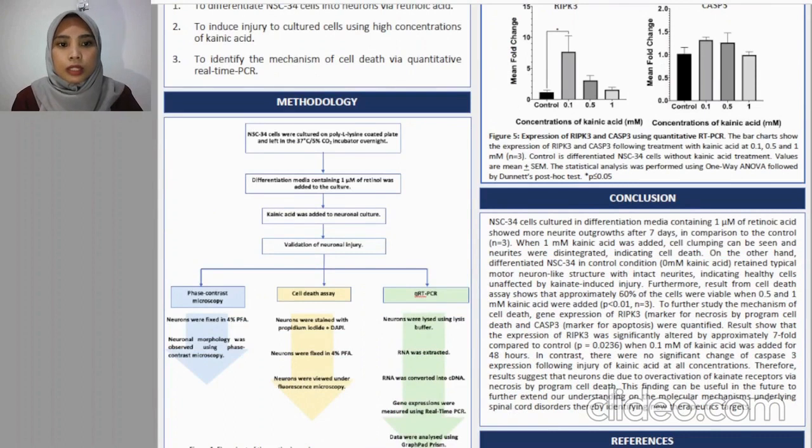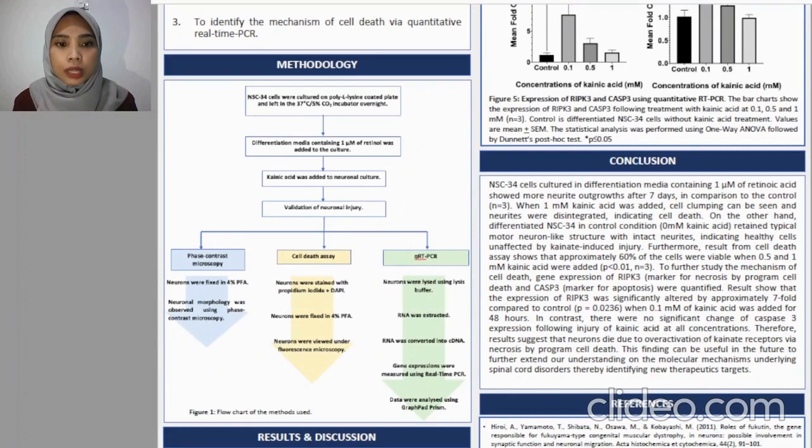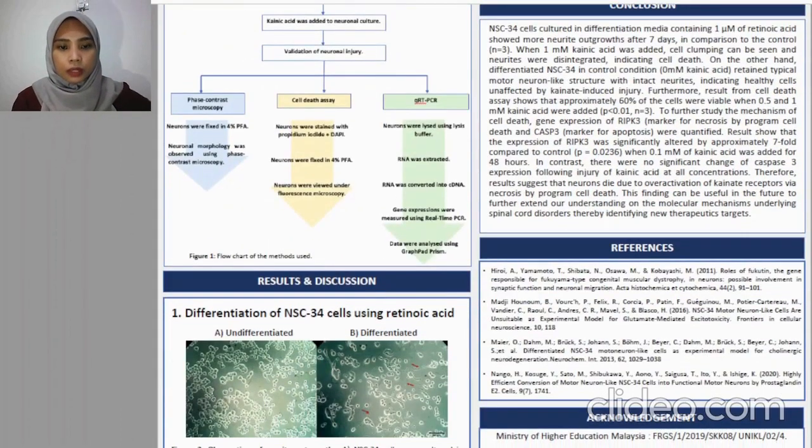So basically, the NSC34 cells were cultured on poly-L-lysine coated plates and incubated overnight. The next day, 1 micromolar of retinoic acid was added to the culture to differentiate the NSC34. Then the injury was done by exposing the cells to kainic acid, and validation of the neural injury was done by observation under phase contrast microscopy, a cell death assay, and lastly by real-time qPCR.